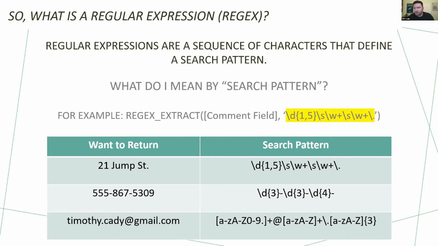So it could look a little overwhelming at first. If that's the case, do not worry. We're going to come back and break this down piece by piece. All you need to know for now is this is a common format for a search pattern for a street address. So you see in our examples there at the bottom, that search pattern could return to you something like 21 Jump Street. Also, a couple examples there of common search patterns for phone numbers, email addresses.